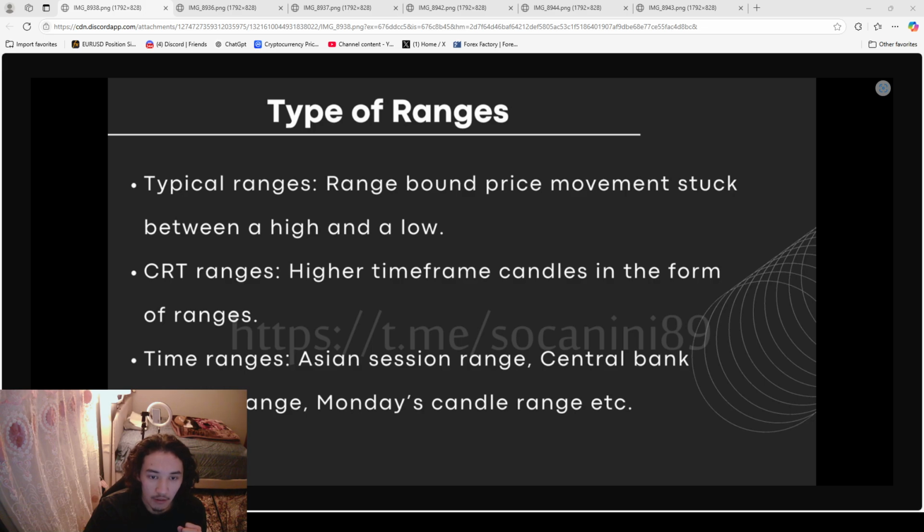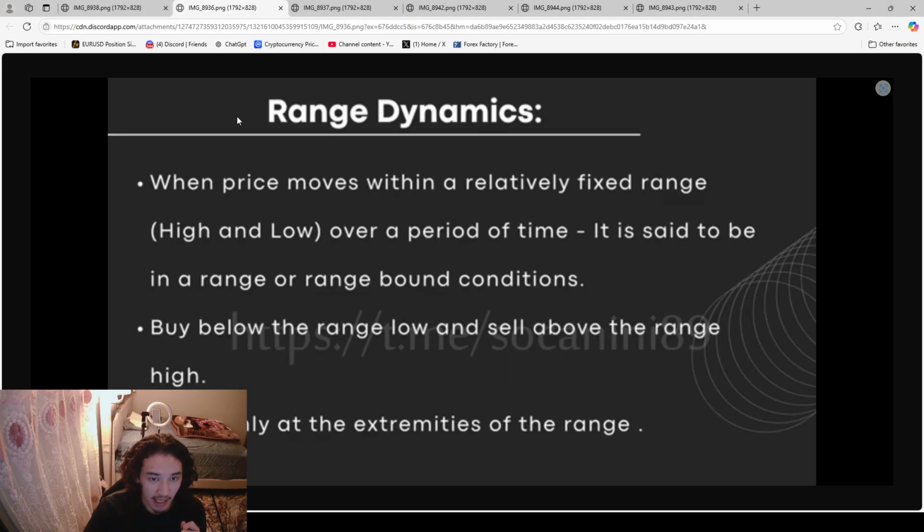Typical ranges: range bound, price movement stuck between a high and a low. When a market makes a high and a low, the market is stuck in between this range high and range low. It's going to be considered a range dynamic or a typical range, but people call it a range dynamic or a typical range. You can call it whatever you want, just branding. When price moves within a relatively fixed range, high and low, over a period of time, it is said to be in a range.